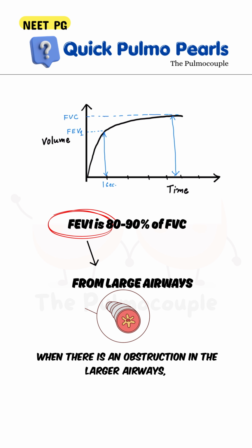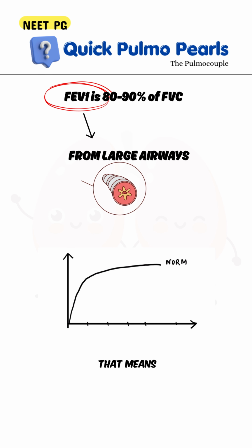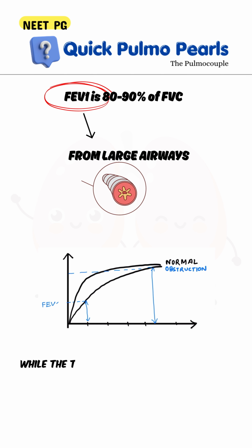When there is an obstruction in the larger airways, the airflow is slowed down. That means the FEV1 drops significantly while the total FVC might still be normal or only slightly reduced. As a result, the FEV1/FVC ratio drops, often below 0.7.